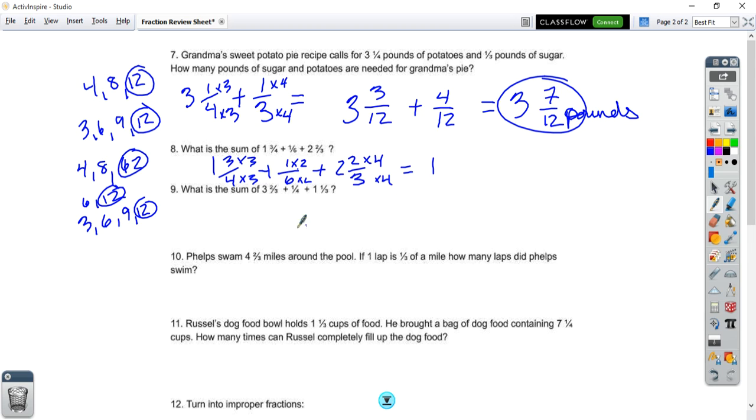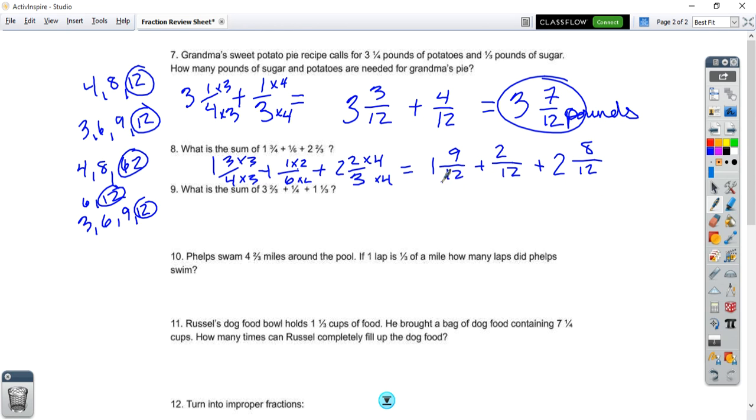Now it shows me 1. The whole stays the same. 4 times 3 is 12. That's the denominator I want. 3 times 3 is 9. 6 times 2 is 12. That's the denominator I want. 1 times 2 is 2. 3 times 4 is 12, which is the denominator I want. I keep my whole. And then 2 times 4 is 8.